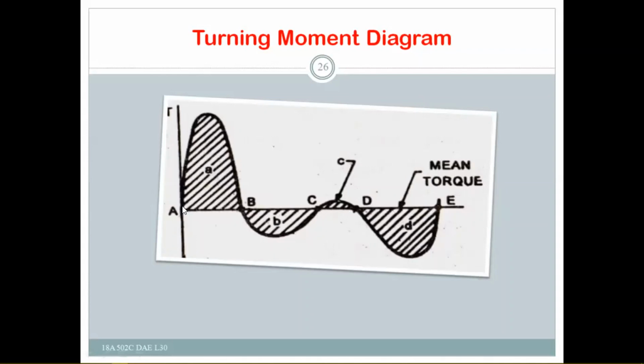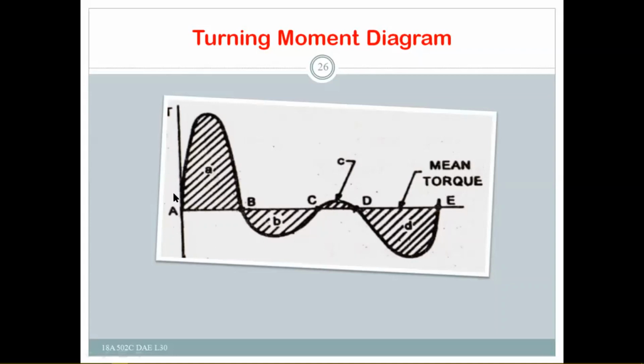Then the energy at this point is E, capital E, and the energy at point B is E plus A. And at point C, the energy is E plus A minus B. At point D, the energy is equal to E plus A minus B plus C. Whereas at this point E, the energy will be equal to E plus A minus B plus C minus D, which is also equal to E. That's the idea of the turning moment.